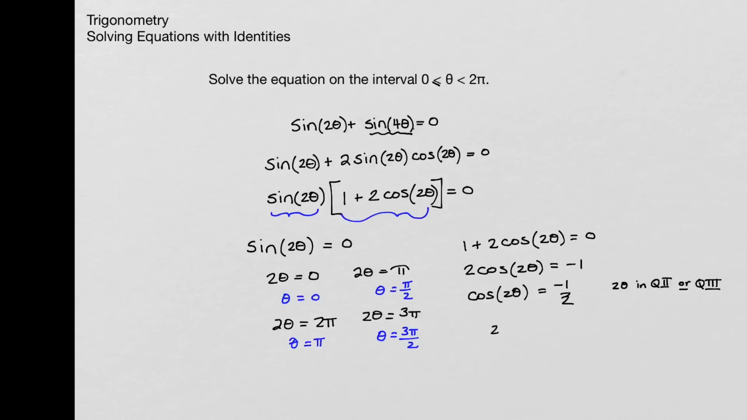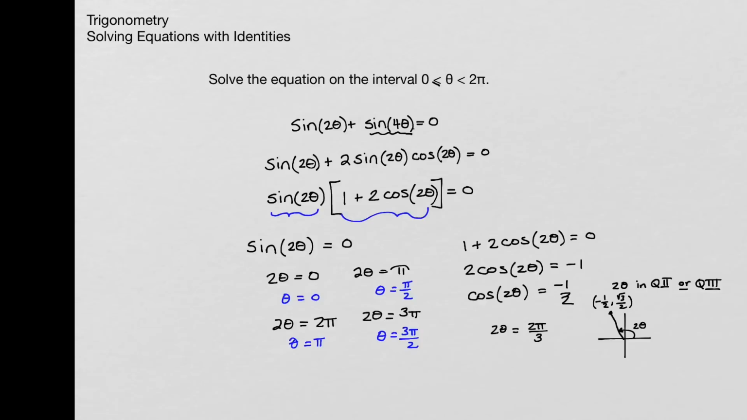So I say, well, 2 theta, if we look at our unit circle values, then we know that this is 2 theta. When do we get the cosine of 2 theta equals -1/2? Well, that's where the x value is -1/2 and the y value is square root of 3 over 2. And so that tells me that 2 theta has got to be equal to 2 pi over 3.